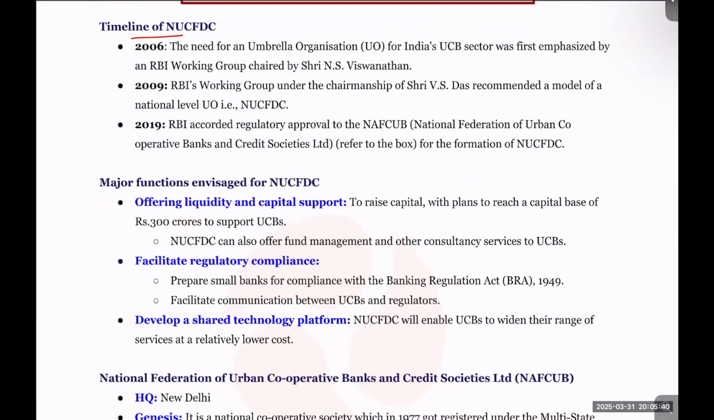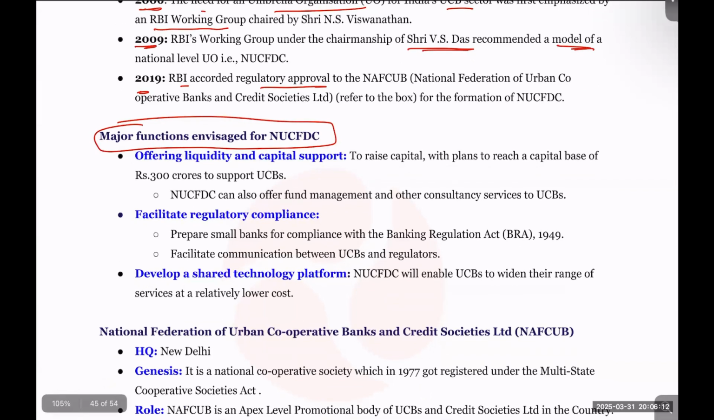Now, what is the timeline for this? In 2006, the need for an umbrella organization for urban cooperative societies was first emphasized by an RBI working group. In 2009, another RBI working group recommended the model, that is, what the structure of this organization should look like. And in 2019, RBI accorded the approval for this. Now, what is the major function of this NUCFDC, the National Umbrella Organization? It will be offering liquidity as well as capital support to the urban cooperative banks.